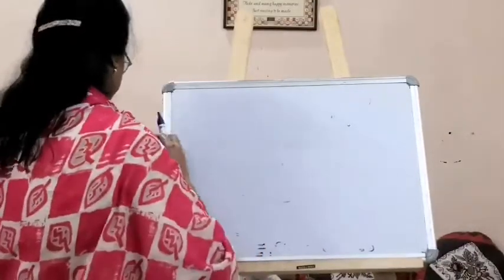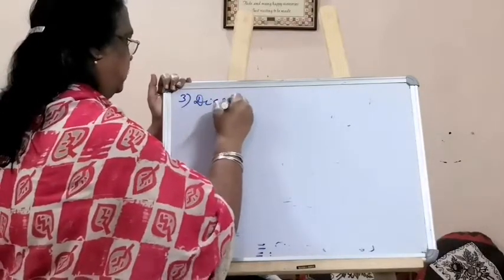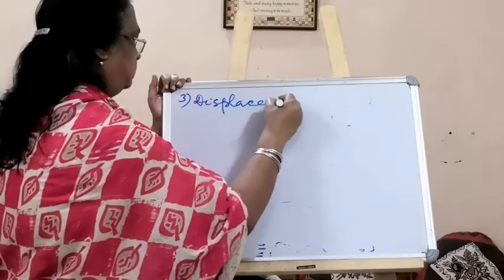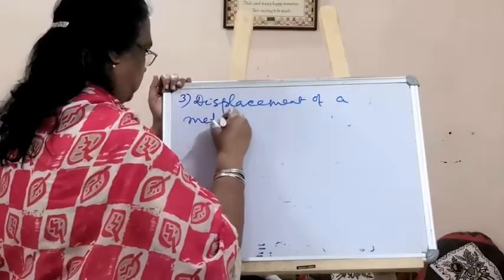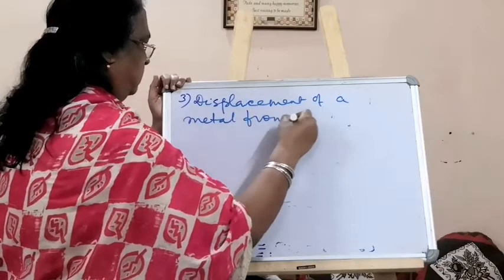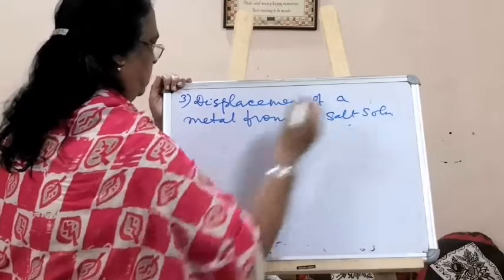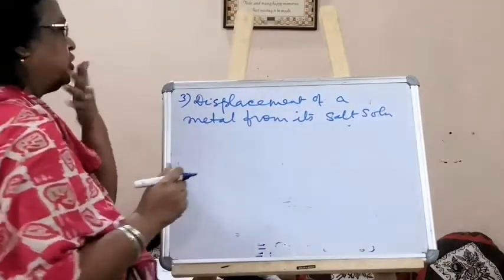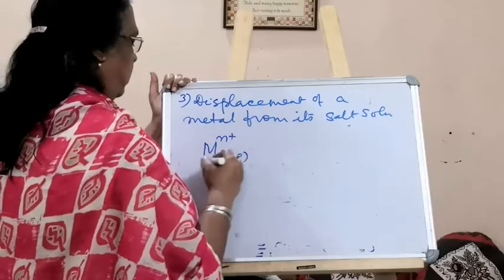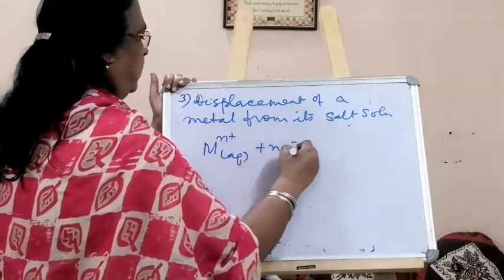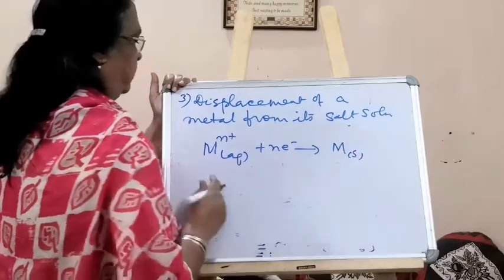The next application which you have to do, this is the third application, is displacement of a metal from a salt solution. In the salt solution, the metal is present in its ionic state, aqueous, so it will gain electrons and will be turned into its solid metal form.